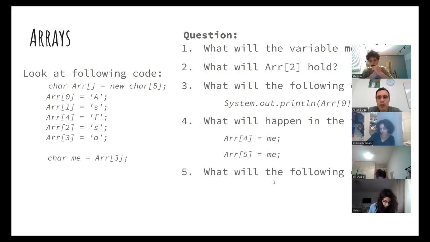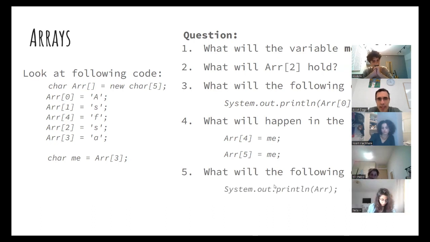Okay. What will the following output? Let's see, what is the following? System.out.print(arr). What do you think it will do? Asaf. Noam thinks it's going to print Asaf, like without the changes before, right? Yeah, without the changes, just looking at the code on our left. Anybody thinks differently?